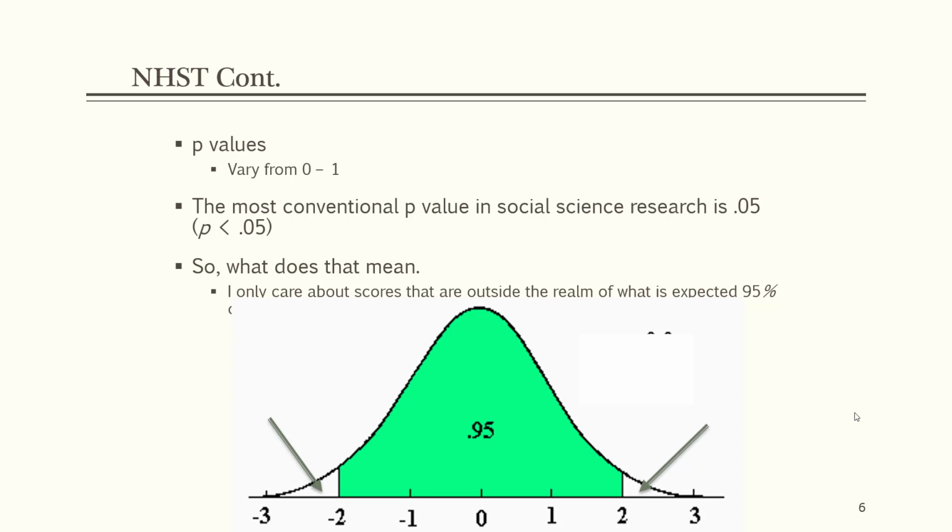So you only care about the scores that are outside the realm of what is expected 95% of the time. You only care about those scores that are going to be in those tails of this bell curve. So that's what you're looking at. 95% of the time, things are going to fall into this normal bell curve. But we're saying that the 5% of the time that we're interested in is going to be in those tails. And I like to think about this in terms of our research: 5 times out of 100, we are willing to accept the risk that we're going to say there's a statistical difference in this testing of the null hypothesis.